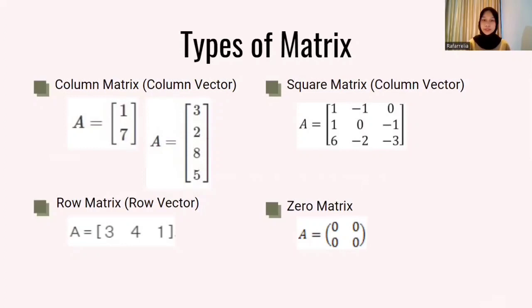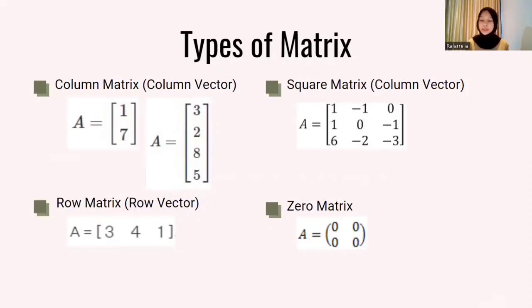Next, types of matrix. There are 7 types of matrix. First, column matrix. A column matrix is a matrix in which all the elements are in a single column. It consists of only one column and multiple rows. Second, row matrix. A row matrix is a matrix in which all the elements are in a single row. It consists of only one row and multiple columns.